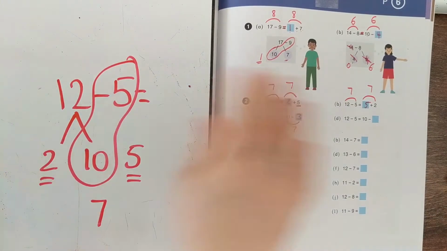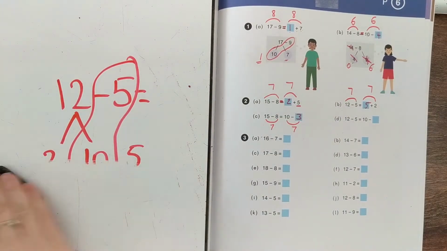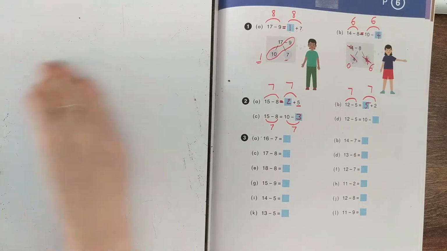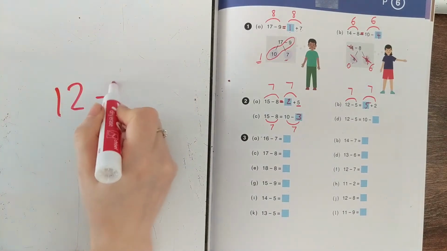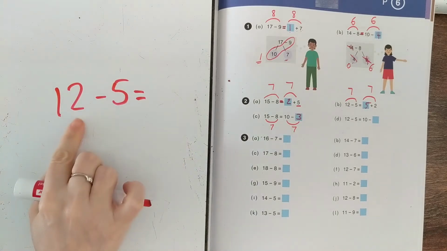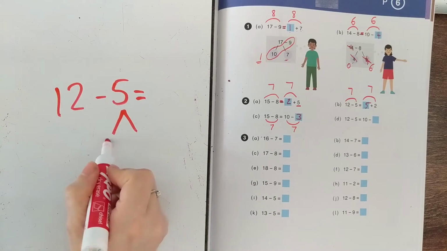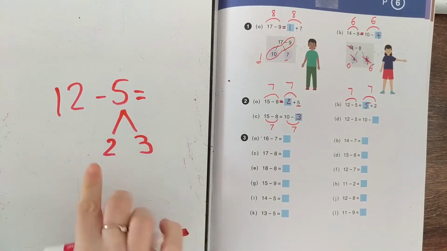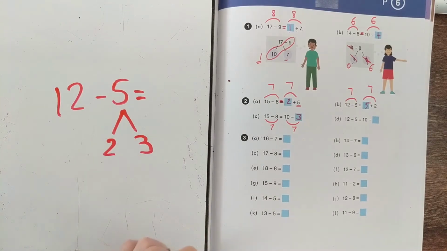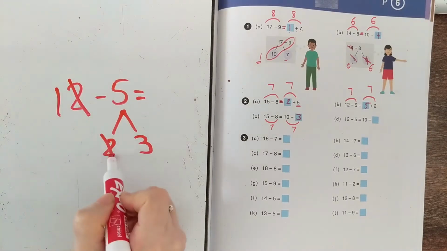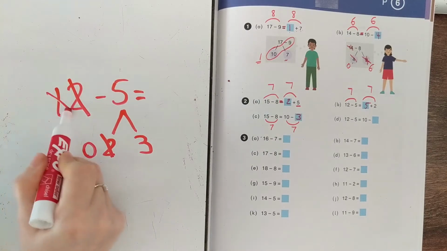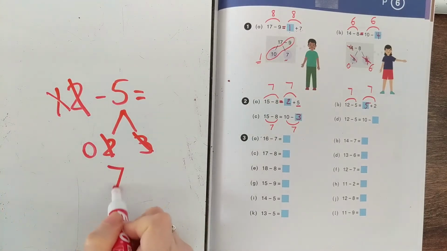Now we're going to do it again. This time we're going to use the taking away from the ones place first. Let's see, 12 minus 5. We're going to take away from here first. So inside the 5 there is a 2 and a 3. 2 plus 3 is 5. Now we can subtract. 2 minus 2 is 0. 10 minus 3 is 7.